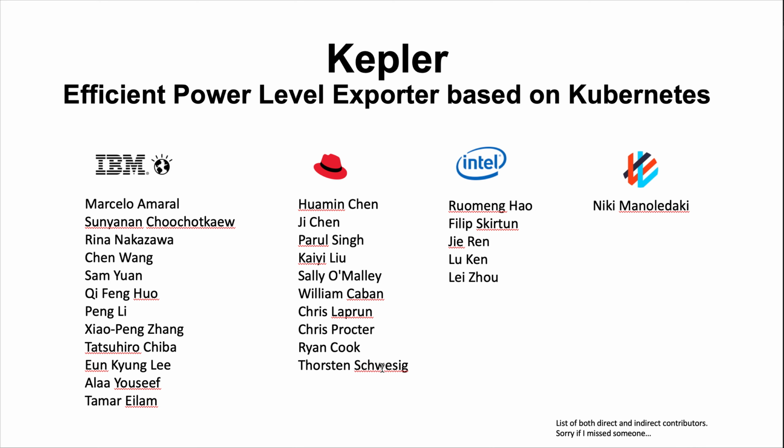Hello everyone, I'm Marcelo Amaral from IBM Research Tokyo. I'm going to introduce the Kepler architecture. Kepler is the efficient power level exporter based on Kubernetes project.